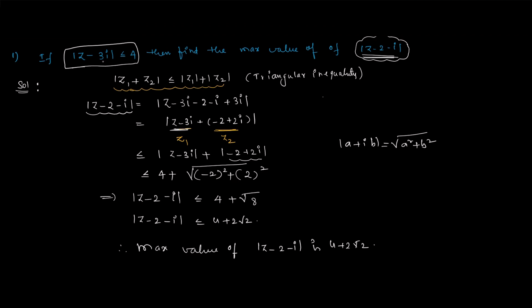Of course, you can solve this problem using a geometrical approach. Modulus of z minus 3i is less than or equal to 4. If you identify this, it actually represents a circle, if I take it as equal to 4. So using the concept of a circle, you can also solve this problem.